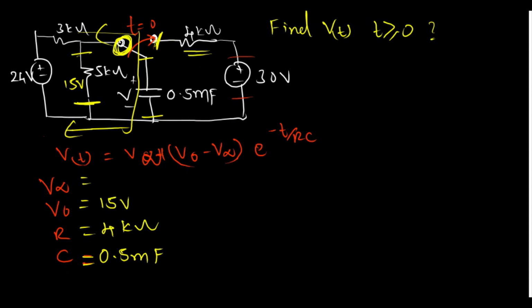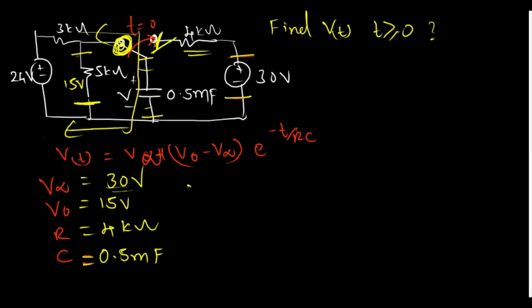V infinity is the value after t equal to 0. After t equal to 0, we don't need to consider this switch; we need to consider this switch only. When we apply KVL, we find 30 volts, because there is no current through this path. These 30 volts drop across this capacitor.